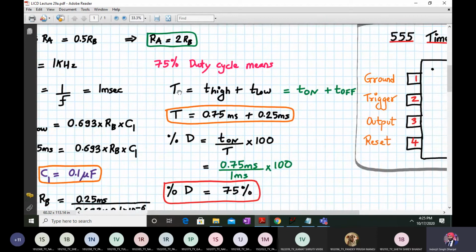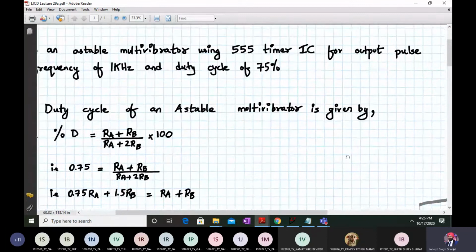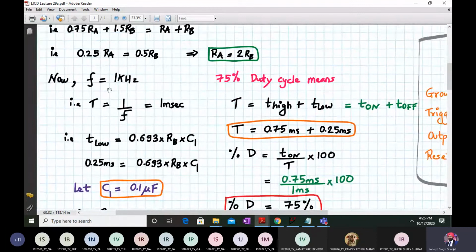Remember the capital T, which is the total time period, is given by T high plus T low. In some textbooks, they call T high as T on and T low as T off. So they both are the same. Capital T is given by 0.75 millisecond plus 0.25 millisecond. Actually, the frequency is how much? The frequency is given as 1 kilohertz. So what is the time period? Total time period is 1 millisecond.